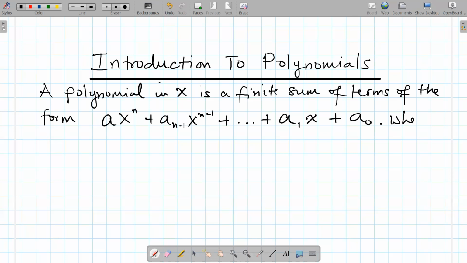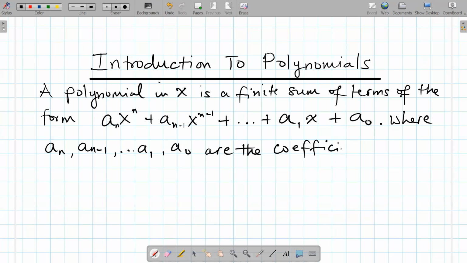This is just a generic way of writing a polynomial, where the a_n, the a_n, a_{n-1}, and so on, these are said to be the coefficients of the terms of the polynomial.